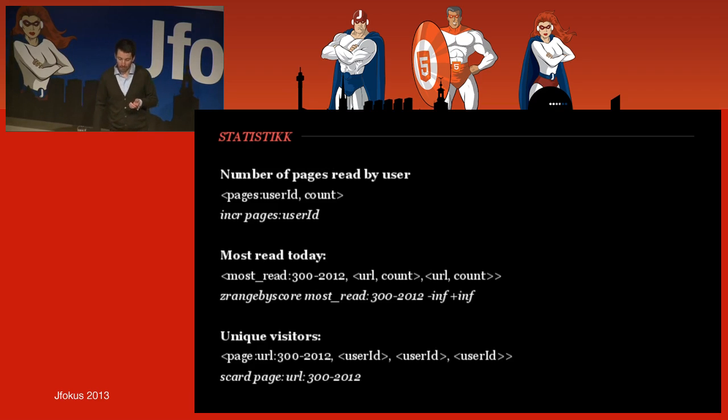If you want to know how many pages a user has read, you use the atomic increment operations. If you want to see which article is most read today, you use the sorted set range by score operation. And if you want to know how many unique visitors you have, you use a set, which only holds unique values, and you use the SCARD operation, which is a count operation.